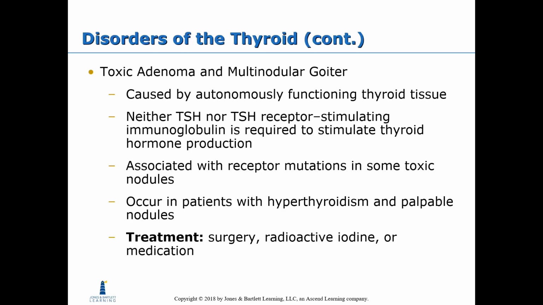Toxic adenoma and multinodular goiter is caused by autonomously functioning thyroid tissue. Neither TSH nor TSH receptor stimulating immunoglobulin is required to stimulate the thyroid hormone production. It's associated with receptor mutations in some toxic nodules. Occurs in patients with hyperthyroidism and palpable nodules. Treatment includes surgery, radioactive iodine, or medication.